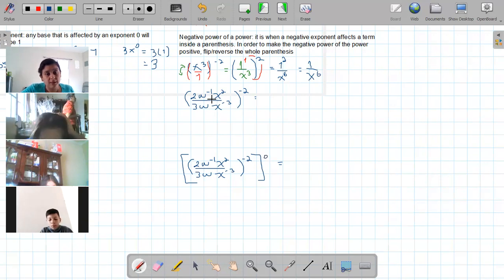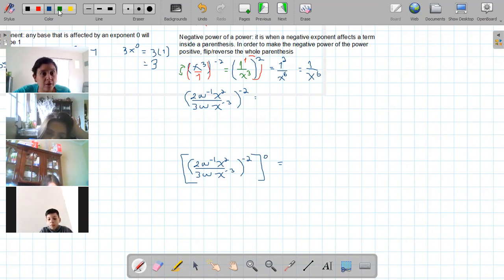As you can see, this exercise is similar to this one. I basically copied everything and I just opened a bracket and placed it to the 0 power. But before doing this, I want to do this one, okay? So I have a whole parenthesis, and the whole parenthesis has 2w to the negative 1 x squared over 3w x to the negative 3, and everything to the negative 2. So first, we're making that negative 2 positive. Okay, that will be our first step.